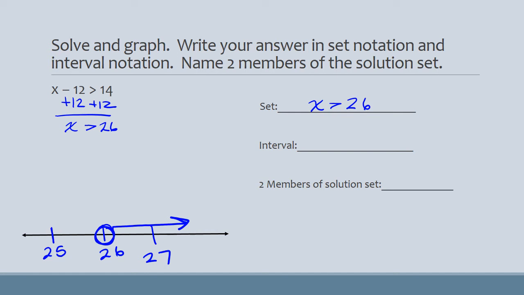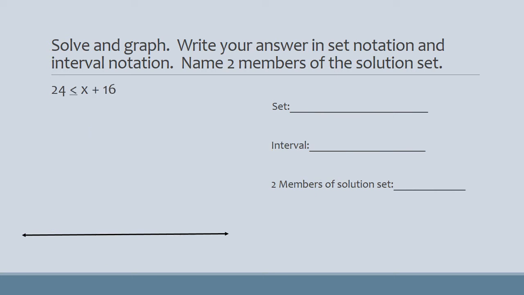Okay, interval, we're going from 26, it's not included, to positive infinity. And I could pick anything that's greater than 26 to be in that solution set. So 27 and 28 would work. Let's look at the next example.